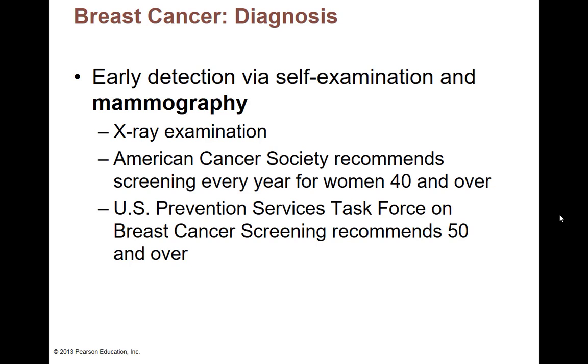And so you can get tested for that as well. If you think it runs in your family, a lot of times they can detect and say, well, this is why they had the gene. You can get tested for it to see if you have the gene.